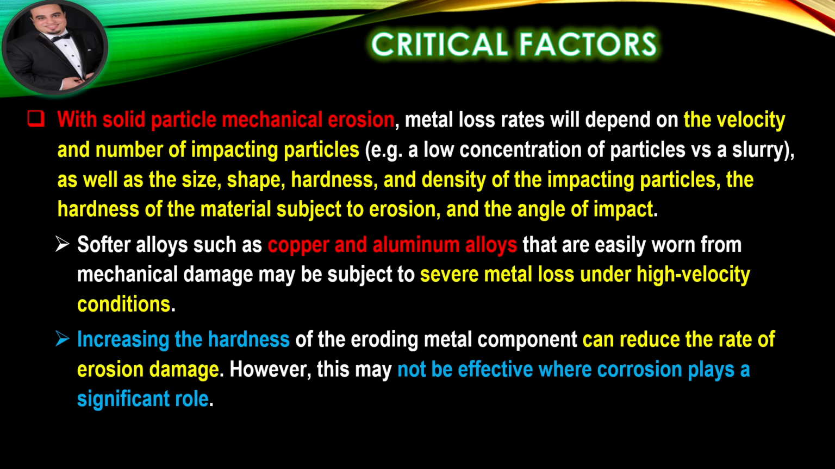Softer alloys such as copper and aluminum alloys that are easily worn from mechanical damage may be subject to severe metal loss under high-velocity conditions. Increasing the hardness of the eroding metal component can reduce the rate of erosion damage. However, this may not be effective where corrosion plays a significant role.